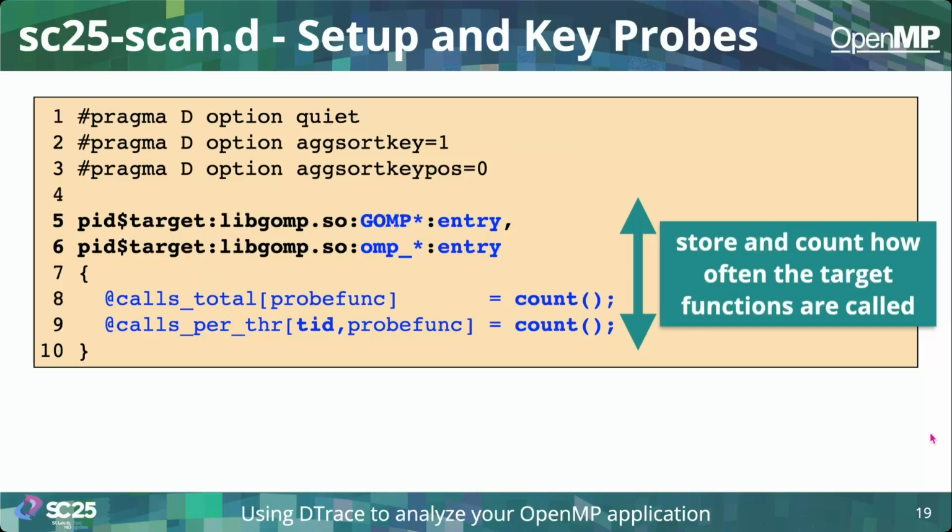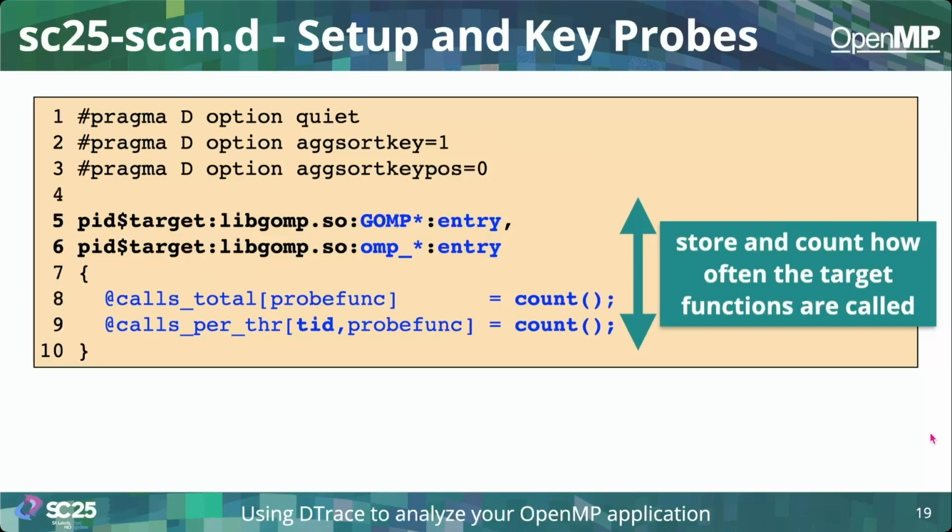Then I want to restrict the information to anything related to libgomp. And then in blue we see gomp star. That means that every function starting with gomp should be probed, and I want to probe it on entry. So as soon as I enter one of those functions, my probe should fire. And here I'm using the same clause for all my probes, because at line 6 I have another probe definition, and that will look at all runtime OMP underscore functions.